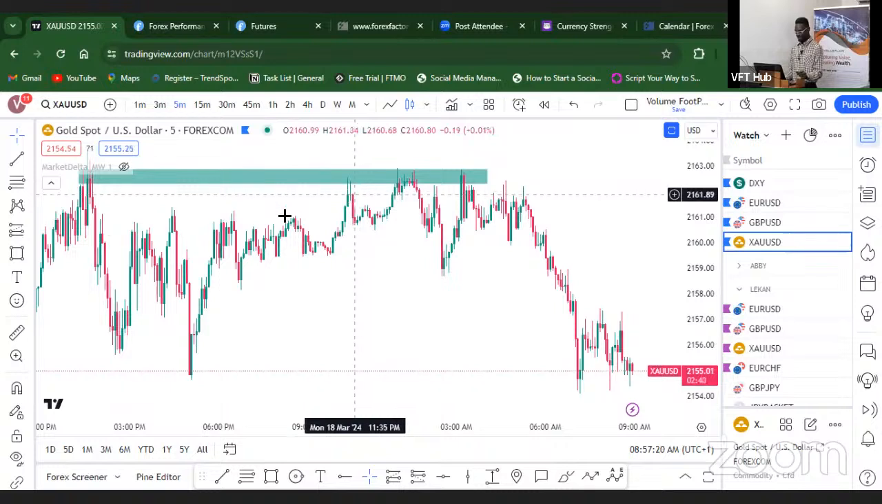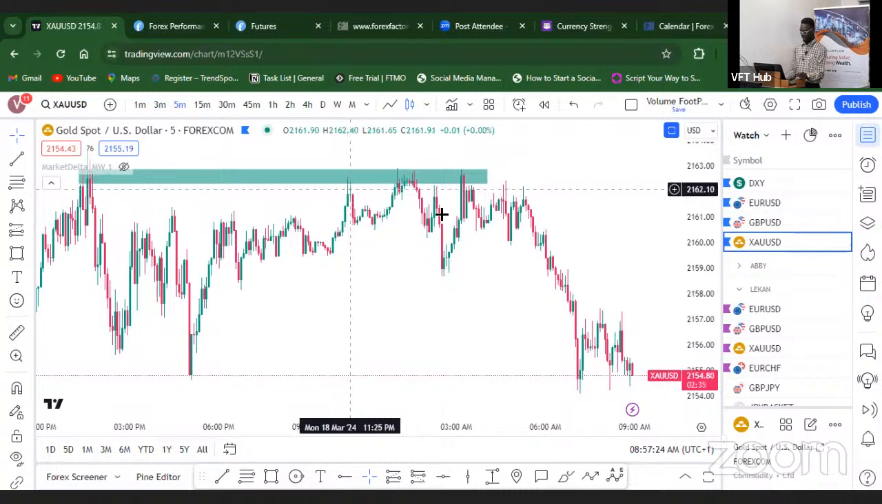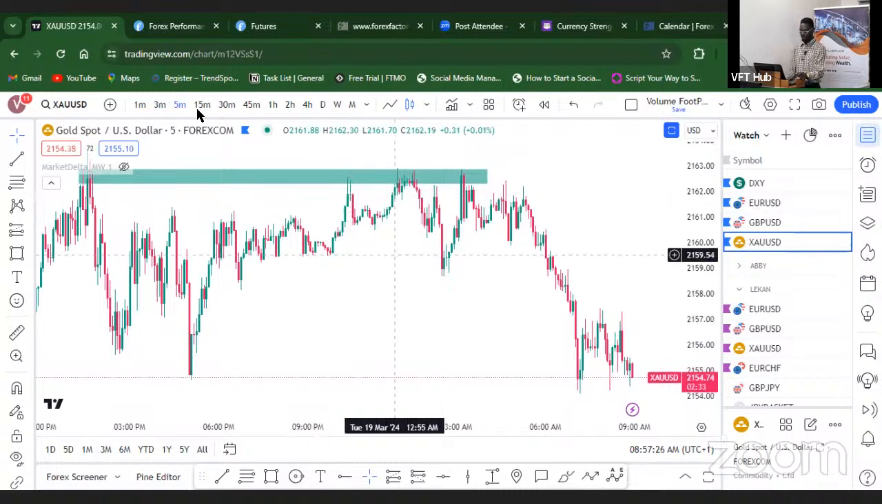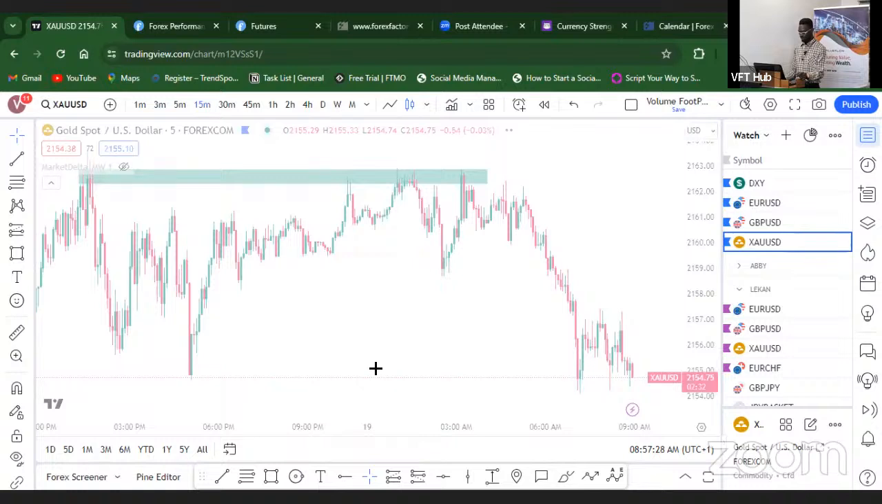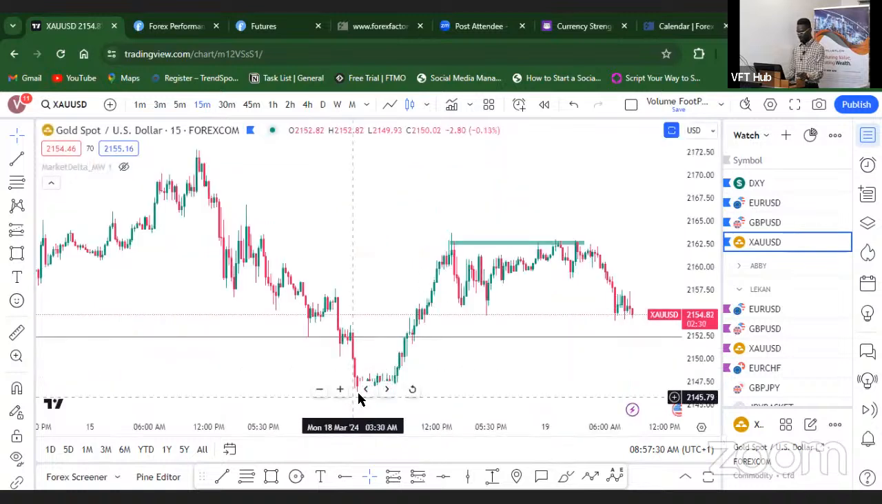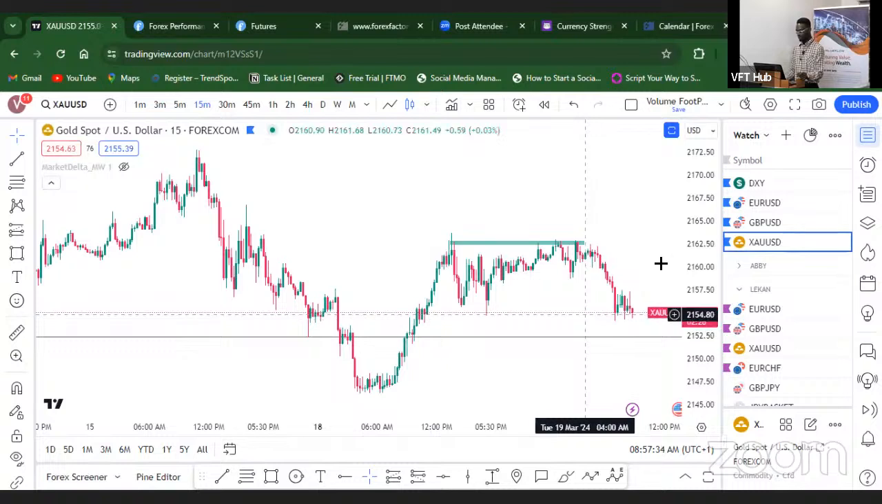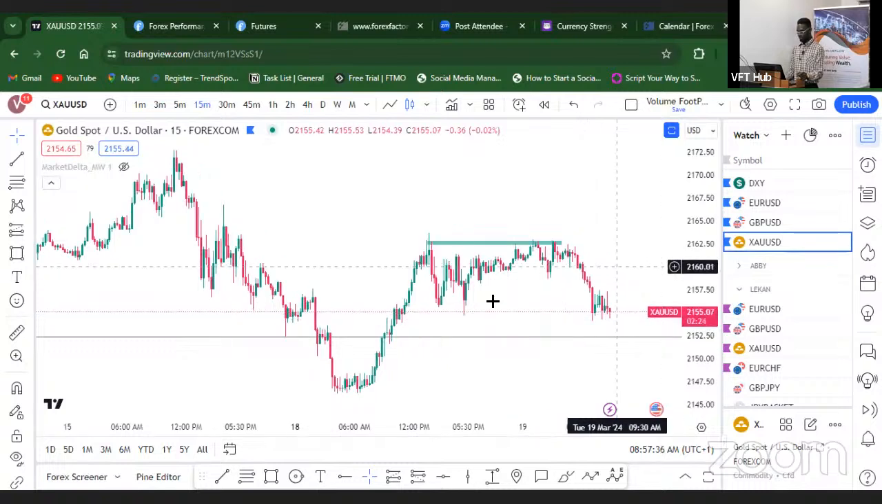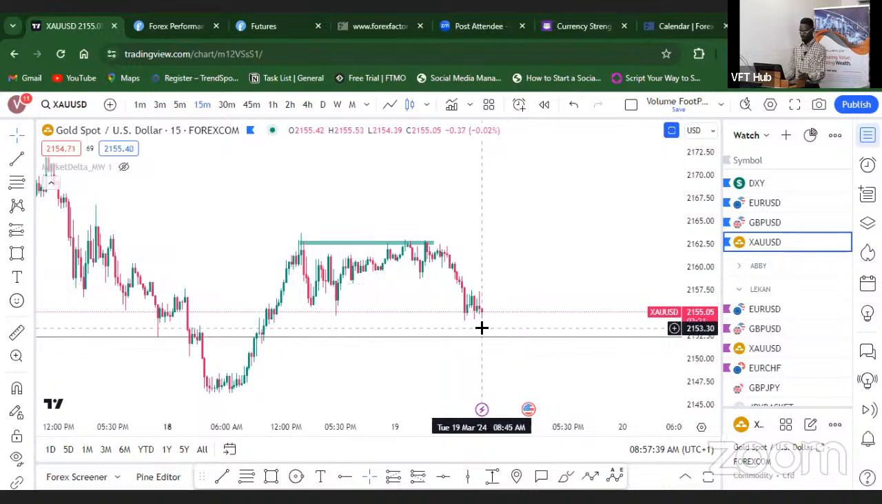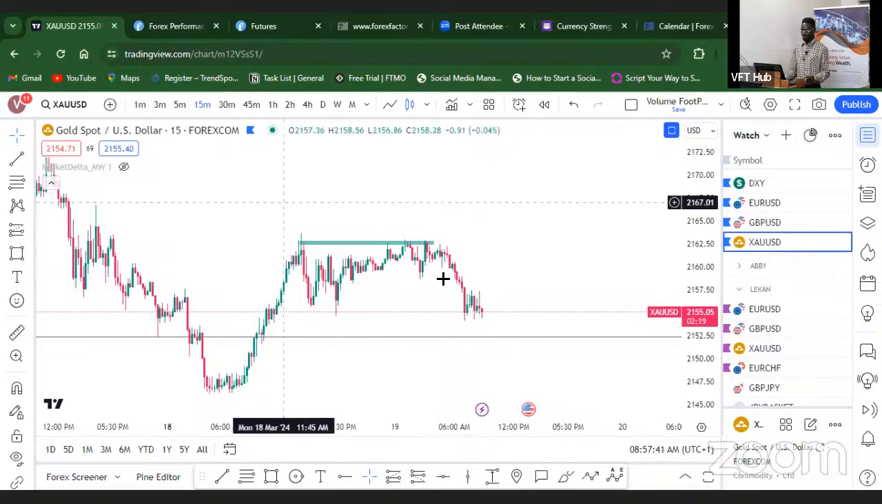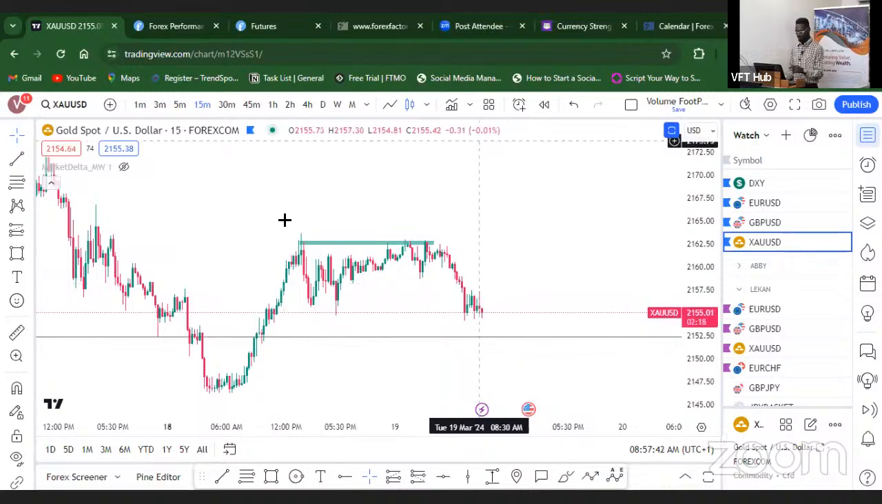Around yesterday night, our price triggered our order and started coming down. We are targeting price to come and clear this yesterday low. That is what we are looking at price to do, but it's still sitting in between the whole move. All right, so that is for gold right now.